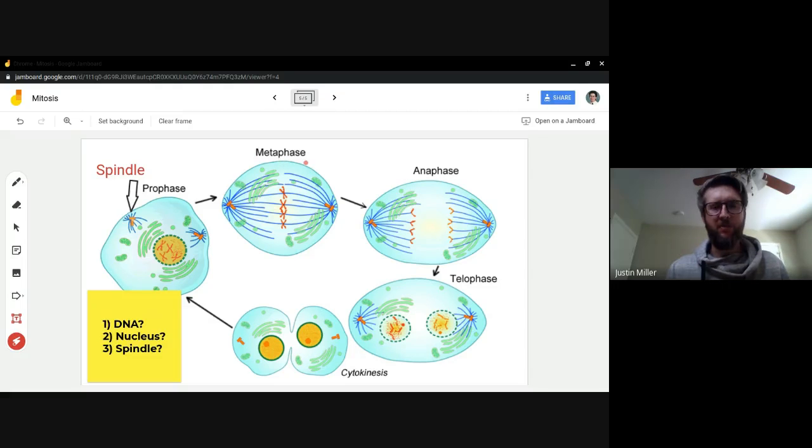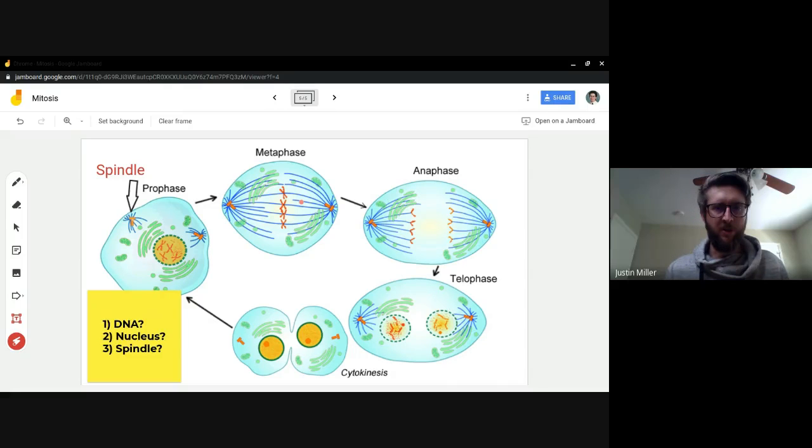So metaphase, let's look for these three, DNA, nucleus, spindle. Well, the DNA is in the middle. That's a dead giveaway. Metaphase is really easy to identify because you'll see the DNA lined up right in the middle of the cell. That's a dead giveaway that it's in metaphase. The spindle, well, first of all, the nucleus is gone. There is no nucleus anymore. It's been broken apart and broken down.